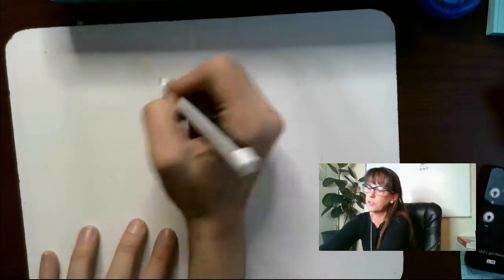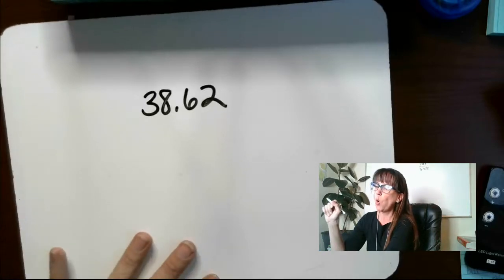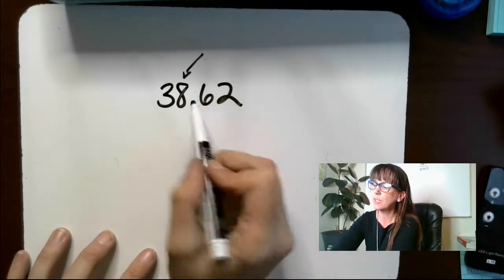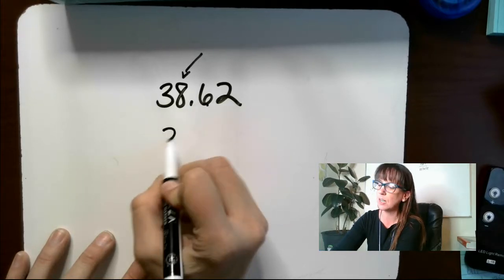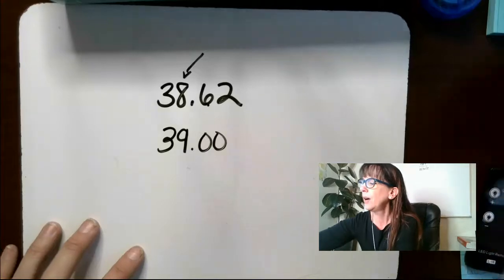Let's see about, that was example 5. Example 6, round 38.62 to the nearest whole number. Whole number means ones, okay? So we look at this. This is greater than 5, so this is going to round up to 39. So make sure that you're showing your work for all of these guys.